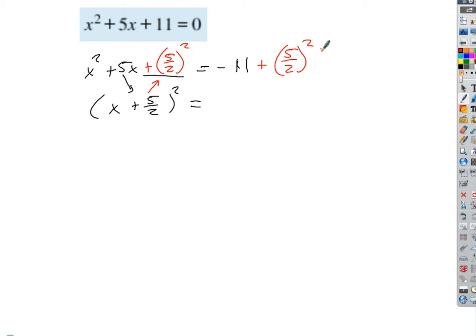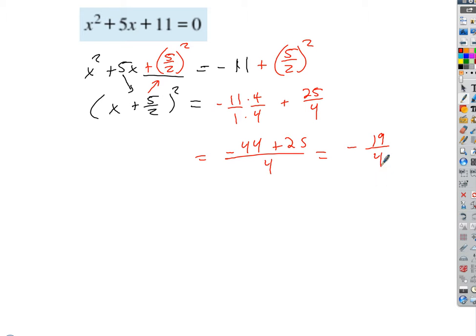So what is that? Well, 5 halves squared is just 5 squared over 2 squared, so 25 fourths. To add up these numbers, I want to multiply both the top and the bottom by 4 to get a common denominator. So that's going to give me negative 44 plus 25 over the common denominator of 4, which is what? Negative 19 fourths. And so that's my answer.